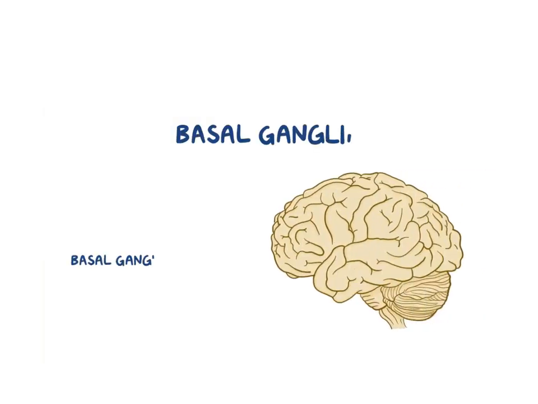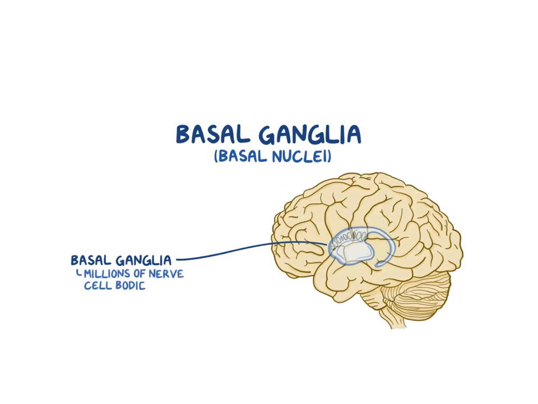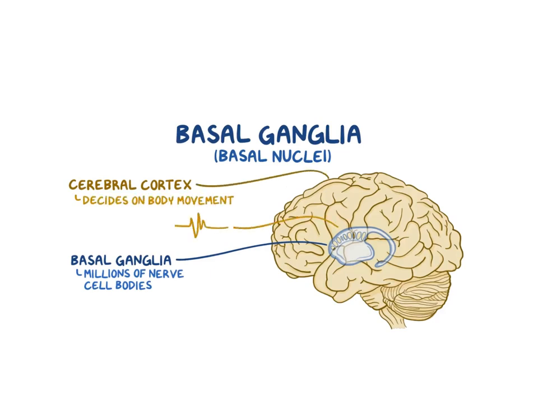The basal ganglia, or basal nuclei, is a structure located deep within the brain, made up of a group of nuclei, so millions of nerve cell bodies. Put simply, the cerebral cortex decides how it wants to move the body and sends that input to the basal ganglia. Then the basal ganglia's job is to help execute a smooth movement.